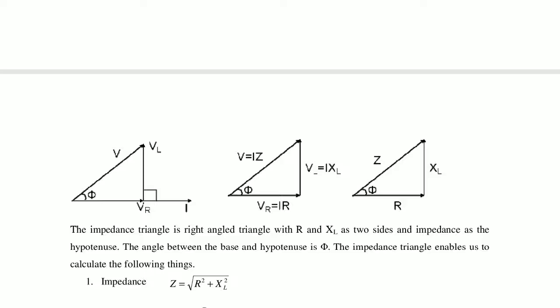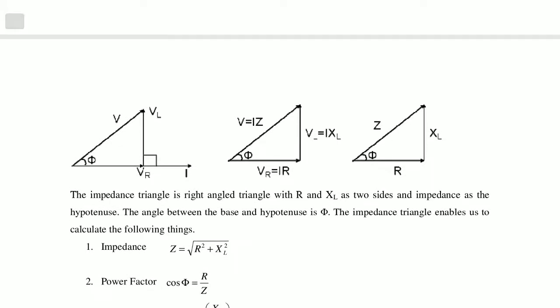So the impedance triangle enables us to calculate the following things, the voltage or current, whatever, and the impedance. First one is impedance: Z is equal to the square root of R square plus XL square. That is the impedance calculation. R is the resistance, XL is the reactance.